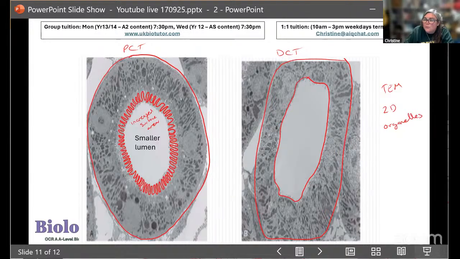What do you mean with all the tubule? When you're talking about the tubule, do you mean the proximal convoluted tubule and then the distal convoluted tubule? Do you have to memorize them? Yes, you need to know which way it goes. So your PCT comes before, proximal before, DCT, distal after. Proximal convoluted tubule before the loop of Henle, distal convoluted tubule after the loop of Henle.